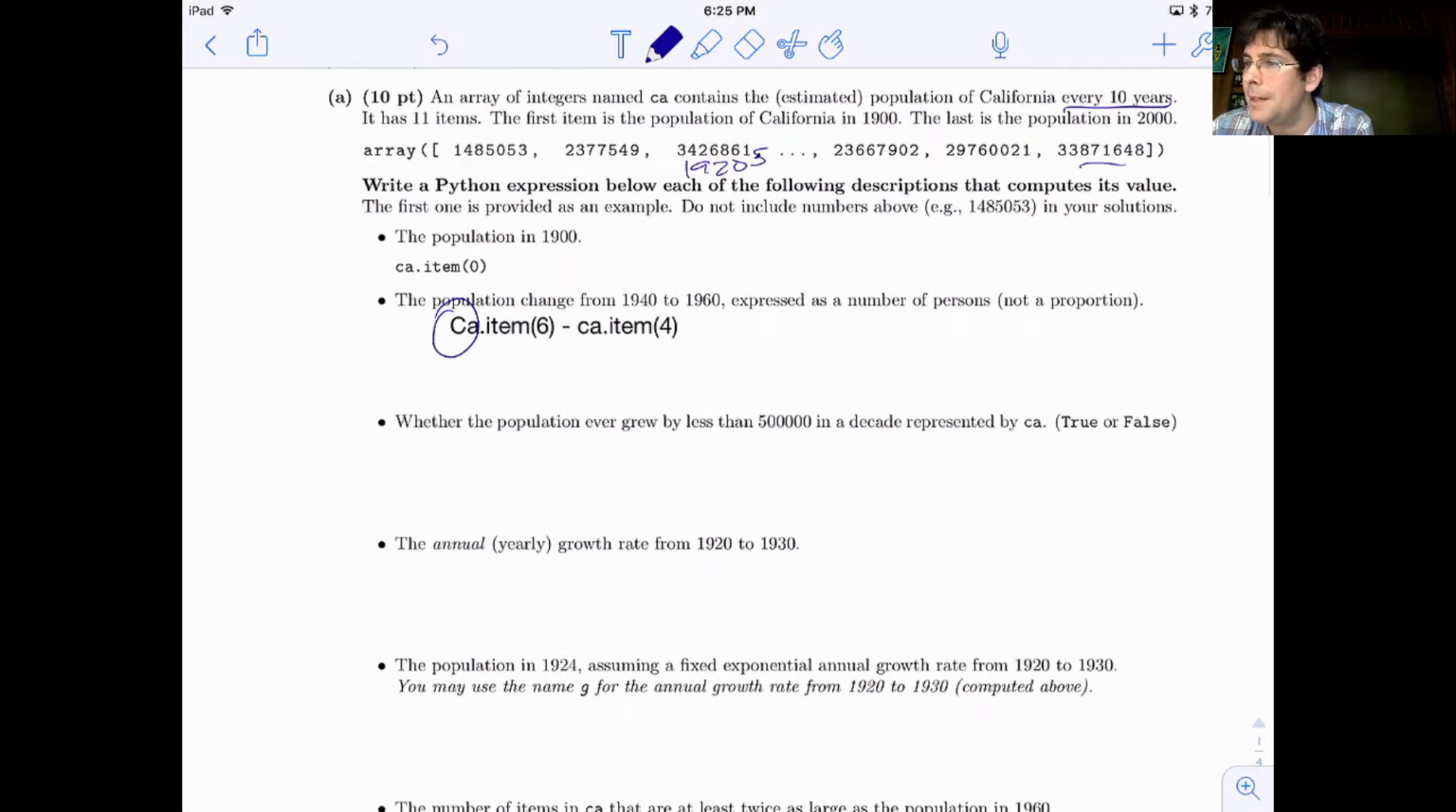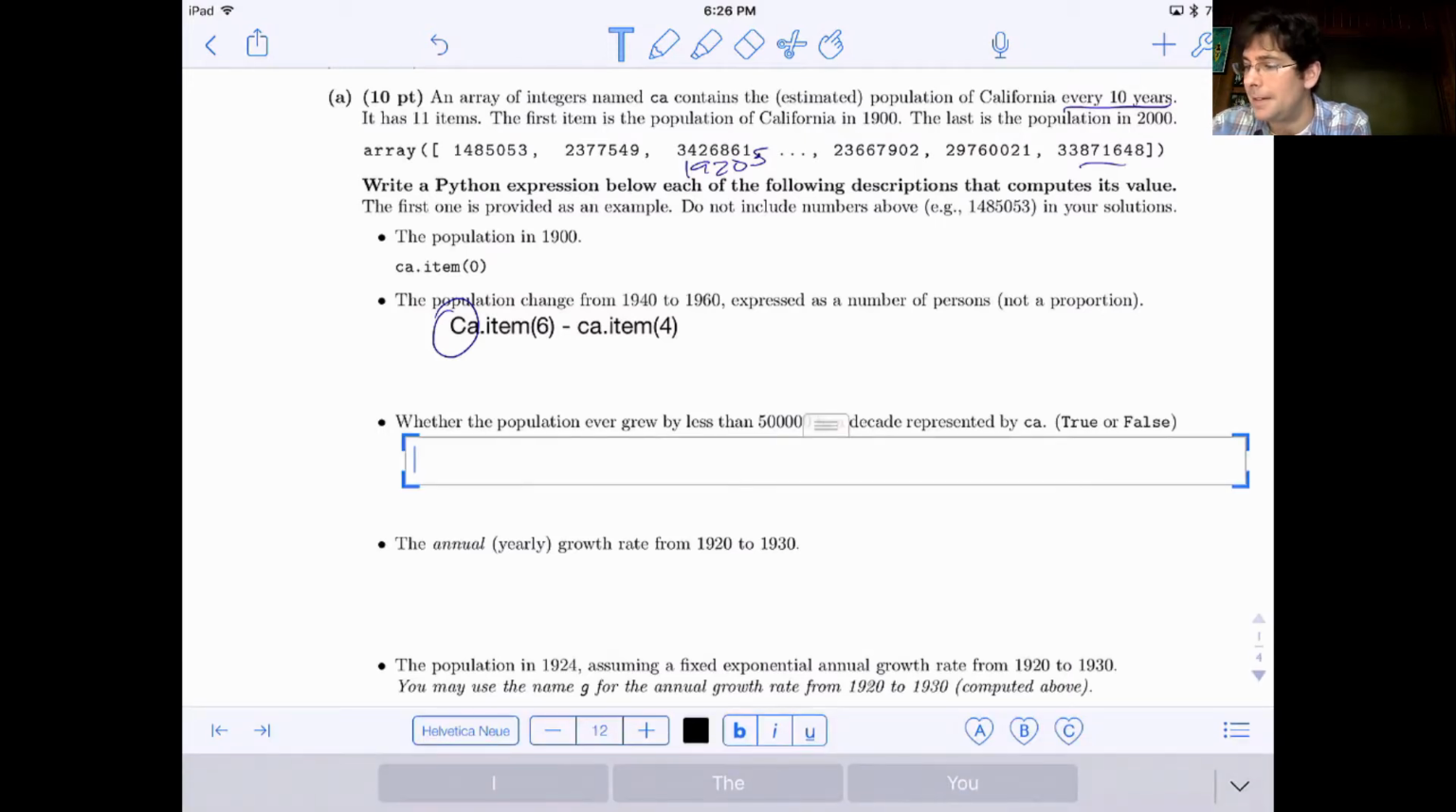Okay, moving on. Whether the population ever grew by less than 500,000 in a decade, represented by this array. Well, we're going to have to figure out changes by decade. That means subtracting the third from the fourth and the fifth from the sixth in order to figure out the changes every year. On the study guide, there's a built-in function to do that. It's called np.diff. If you take np.diff and pass in the array, what you get is a length 10 array that has the differences between adjacent elements.